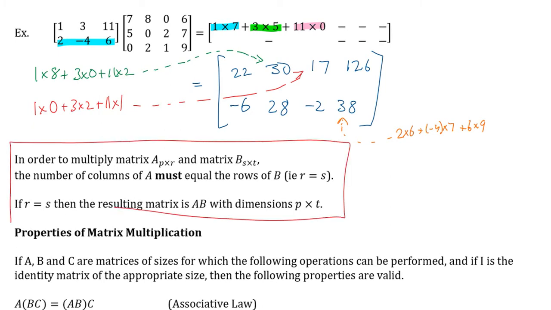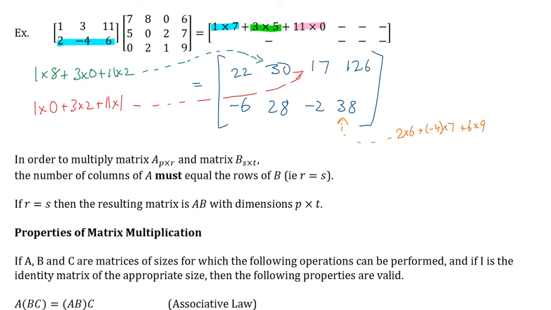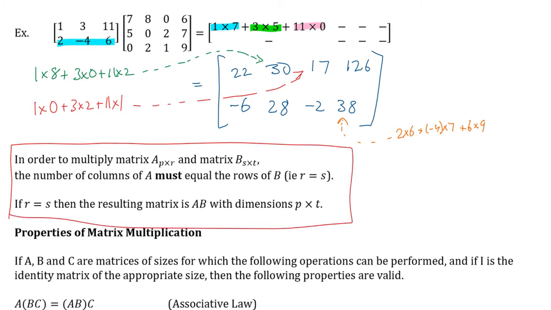So it says that, in order to multiply two matrices that have particular dimensions, so A is P by R and B is S by T, the number of columns of A must equal the number of rows of B. In other words, R must equal S. And if that is true, the resulting matrix will have dimensions P by T, because the number of rows I had here gave me the number of rows I have here, and the number of columns I had here gave me the number of columns I had here.